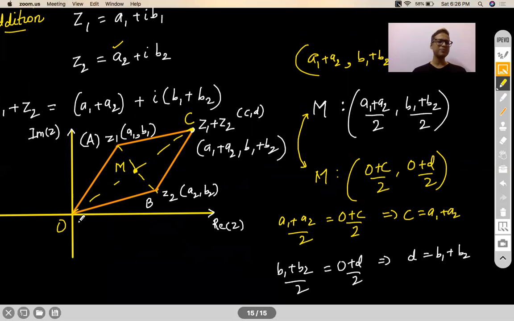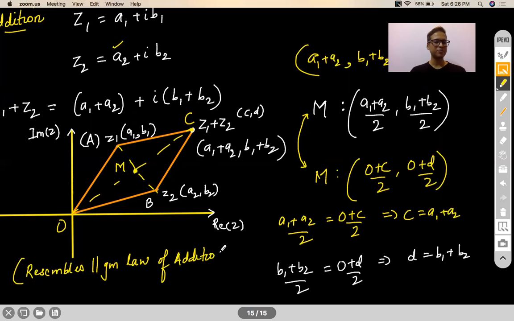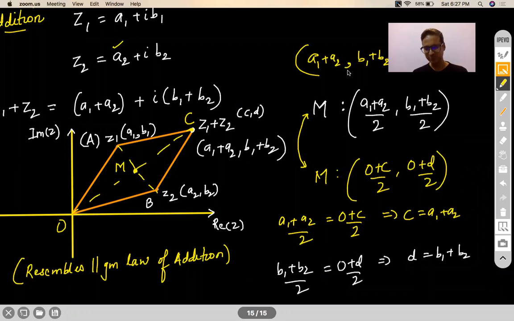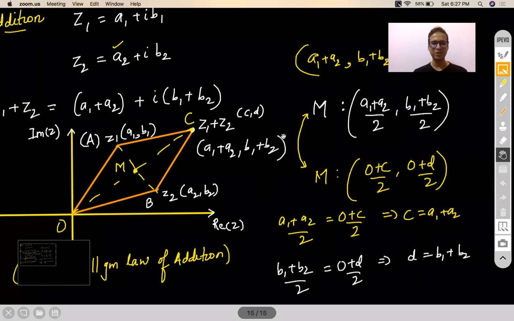This basically resembles your parallelogram law of addition. And why won't it? It should, because complex numbers are actually position vectors. So they will definitely resemble your vector method of adding complex numbers. Is this fine? Any questions here? Any concerns? All right.